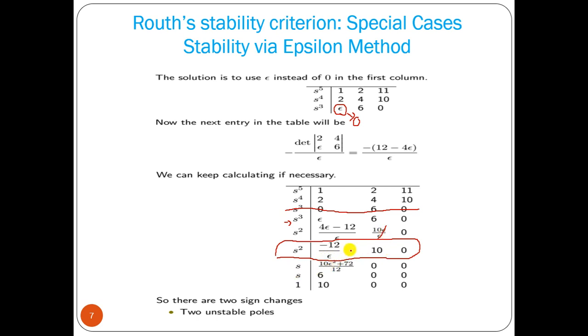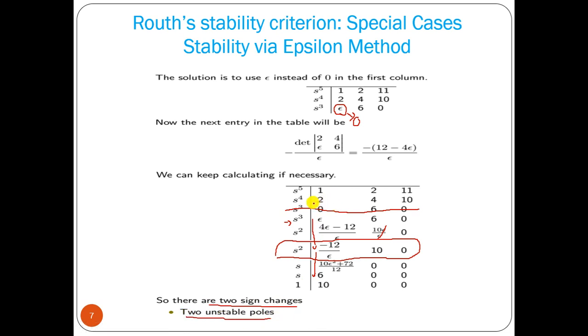Now the next value we can find out is this one: into 6 divided by 10 epsilon divided by minus 12 by epsilon, so we get this particular factor. If we put epsilon equal to 0, we will have 72 by 12, 6, then 6 into 10, 0 divided by 6, that will be 10. We can see that from this term we have a negative sign change, and from here again positive, so we have two sign changes, so the system will be unstable.